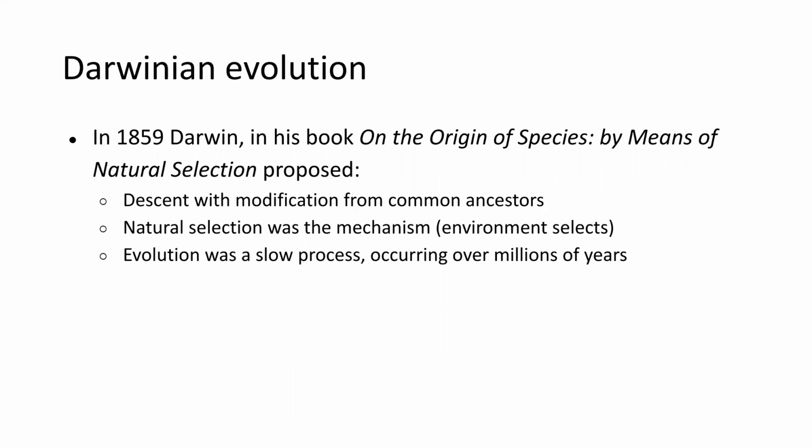And the important one here is descent with modification. You have an ancestor that passes traits on to the next generation, and those traits can be modified. And how are they modified? Well, they're modified by the ways we're going to talk about, and they're ultimately selected for by the environment. So if you have a trait that's passed down and it's beneficial for the environment, natural selection selects for that trait and allows an organism to reproduce more, thus passing that trait on to the next generation.